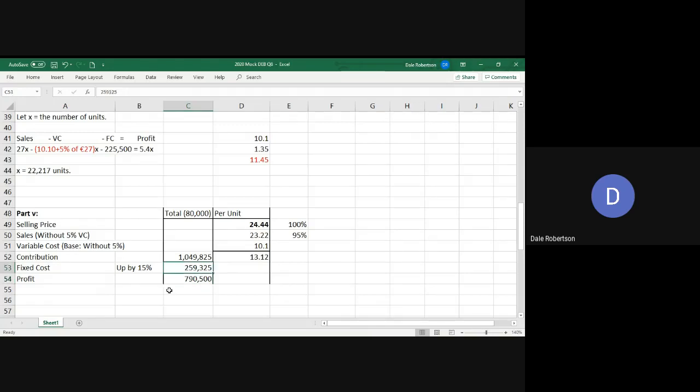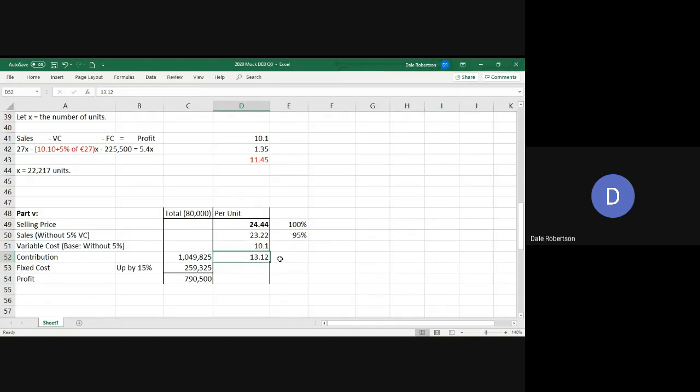The fixed cost increases by 15%. So therefore, if you take your 225,500 and put it up by 15%, you're going to get this number here. And we're working backwards here. So you add these two to get your contribution of 1,049,825. We're going to transfer that into the per unit column by dividing by 80,000. And you will find here that the contribution is 13.12 per unit.